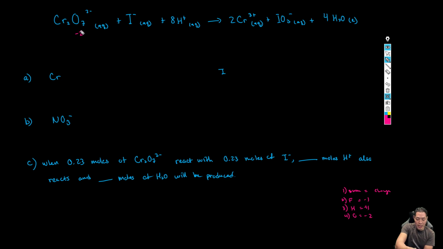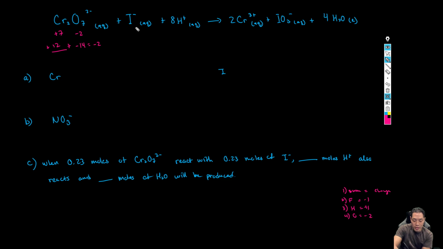So 2 times 7 is 14. Now, the sum is going to equal the charge, which is -2. So something plus 14 has to be -2, and that is +12. We have 2 of these, so it's going to be +7. So that's the oxidation number of these 2, +7, -2.